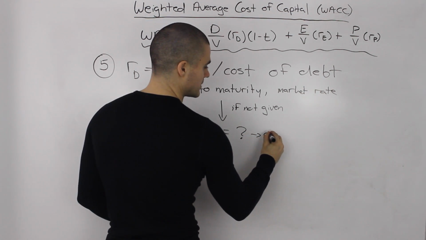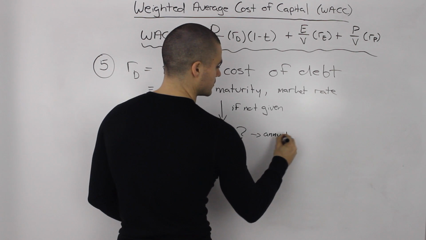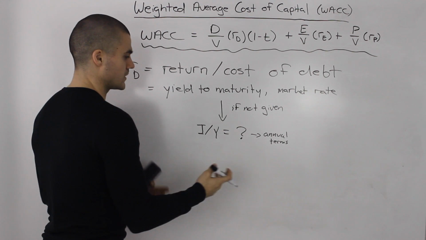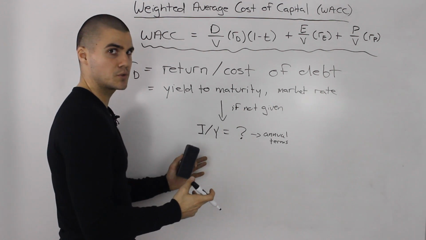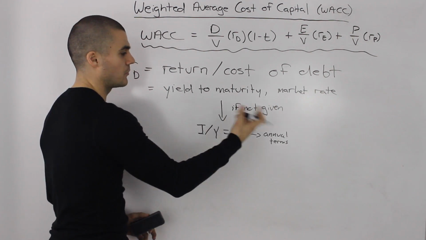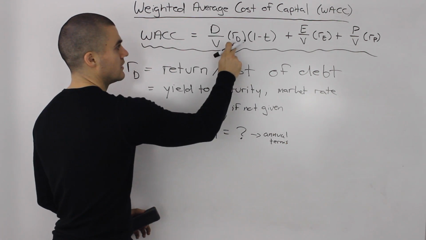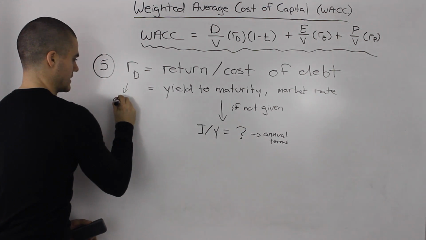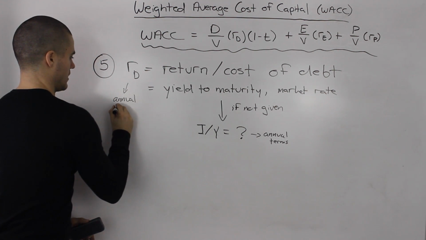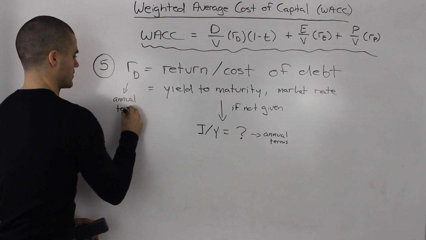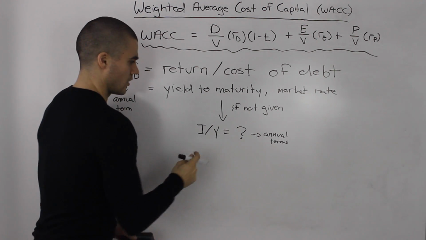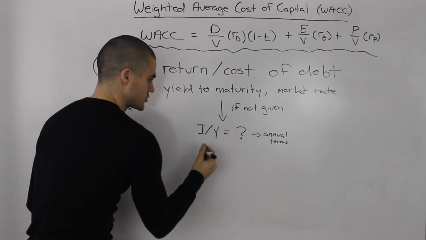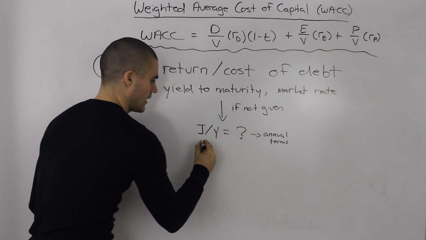Now remember, this has to be in annual terms. So if you're doing it where the coupons are semi-annual and you calculate the I/Y, you're going to have to multiply it by 2. Just remember that this RD here, it's in annual terms. So you might want to write that down. Annual term. Okay, so your I/Y is what we're going to calculate. That's going to be the yield to maturity, or your RD.